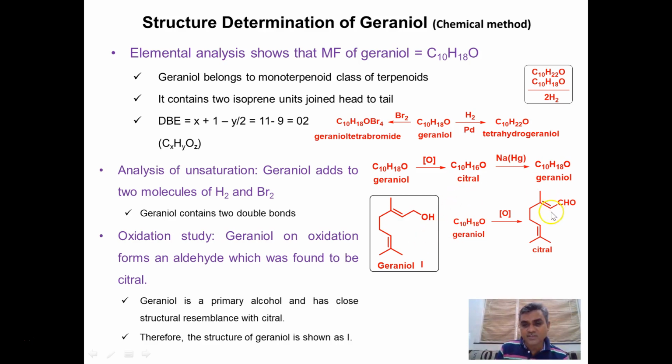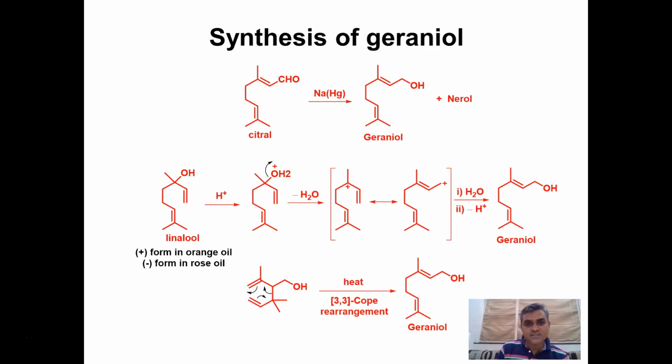Similarly, we have seen in lecture number 2 that citral on reduction gives geraniol. So again we get back geraniol. This is a very short investigation of the structure of geraniol because we already know the structure of citral. Now after structure determination, let us see how this geraniol is synthesized in the lab.